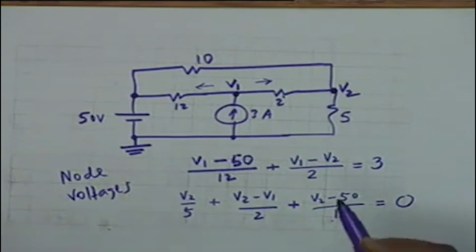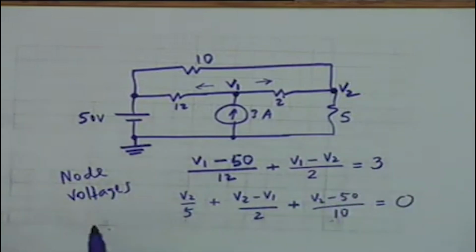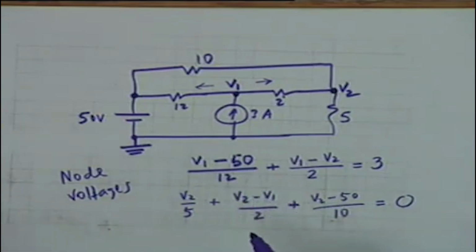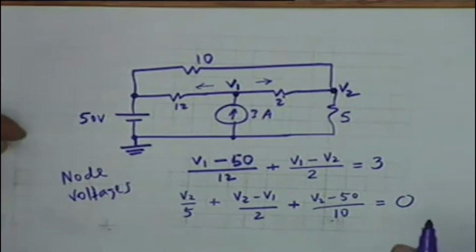And therefore, if we clear this of fractions, we shall get two equations in V1 and V2, which we can now solve for. Do you want me to carry out this algebra, or we can skip it? I want to know the answer though next time.